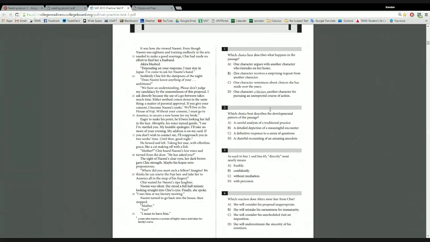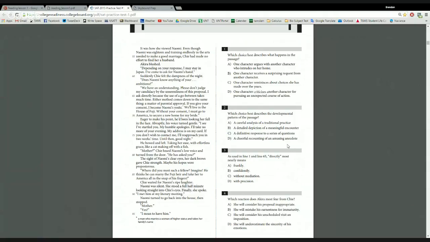Which choice best describes the developmental pattern of the passage? So given that you read the passage, a careful analysis of traditional practice. This is actually the opposite: he asked her to marry him, but this is not traditional because he's doing it abruptly. So that's wrong. A detailed depiction of a meaningful encounter. This is a meaningful encounter, and it is also quite detailed, so that could possibly be correct.